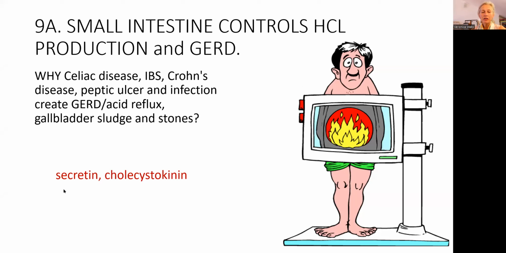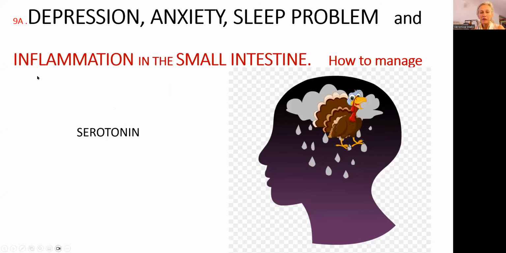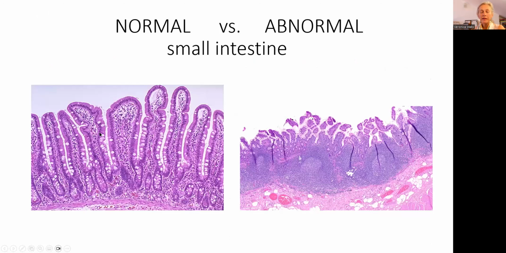In this video, I will talk about secretin and cholecystokinin. In a previous video, and by the way, on my playlist all videos on the small intestine are marked as 9A, I talked about serotonin, and in that video I explained that the small intestine is lined by villi. They are tall and there are crypts. So this is villi and those are crypts. This is how a normal small intestine surface looks.